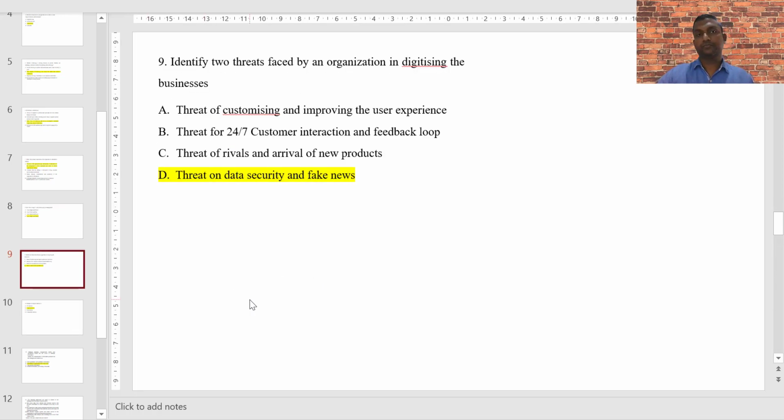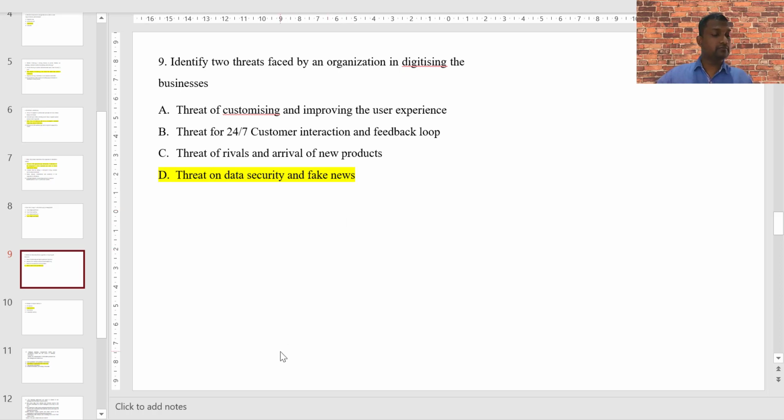Question number 9. Identify 2 threats faced by an organization in digitizing the business. So there are 4 answers given. Threat of customizing and improving the user experience. Threat for 24/7 customer interaction and feedback loop. Threat for rivals and arrival of new products. Threat on data security and fake news, right?